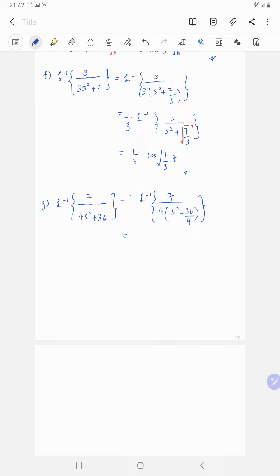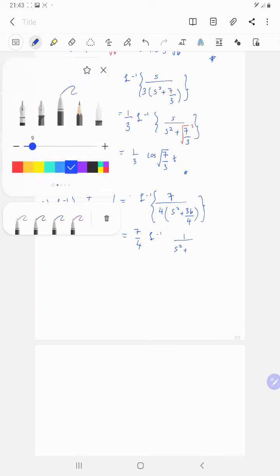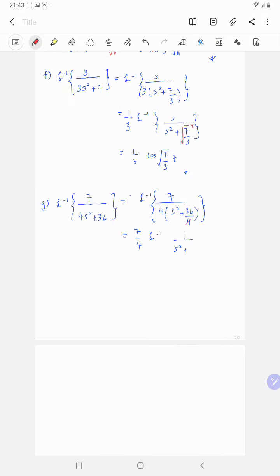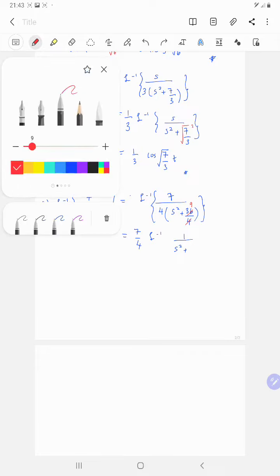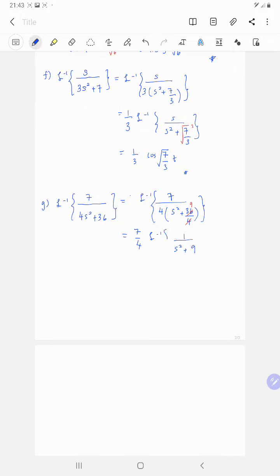So next, you take out the constant that you factorized, you can take out 7/4 Laplace inverse 1/s squared plus 36/4, which is actually 9. If you divide, yes, you get an integer, which is 9. Okay, 7/4 Laplace inverse 1/s squared plus 9.